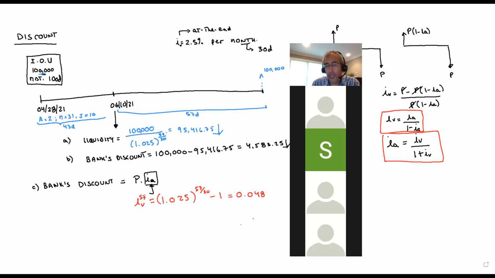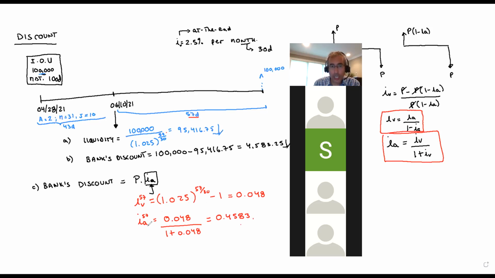So once you have the IB corresponding to the period we're looking for, then very simple, IA of 57 days is going to be equal to, using this formula, IB, 0.048 divided by 1 plus 0.048. So this is equal to, divided by 1.048, more or less. So it's going to be equal to 0.4583. Got it?